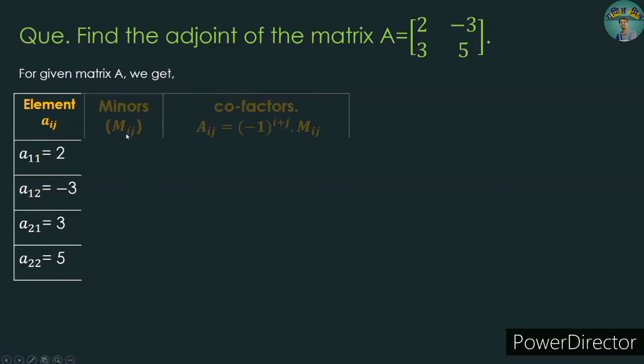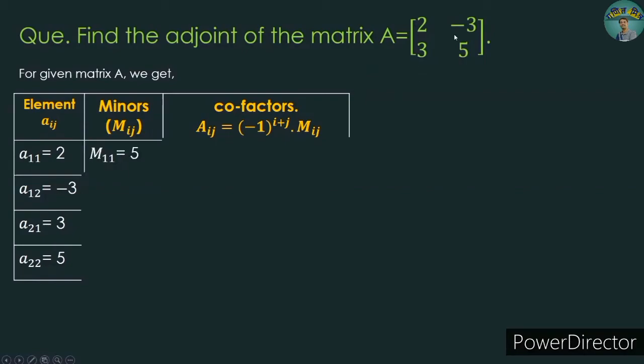Now let us write its minors and cofactors. See, the minor of this first element 2. How to find that minor? We are going to just skip the row and column in which that 2 lies. Means I am going to skip this row and this column. So the remaining term is only 5. In short, in case of a 2 by 2 matrix, to write the minor of an element, you just write the diagonally opposite element of that particular element. So it means the minor of 2 is 5.